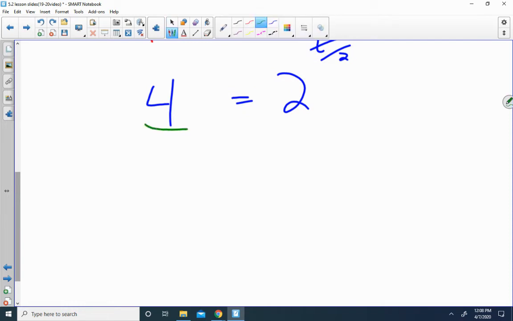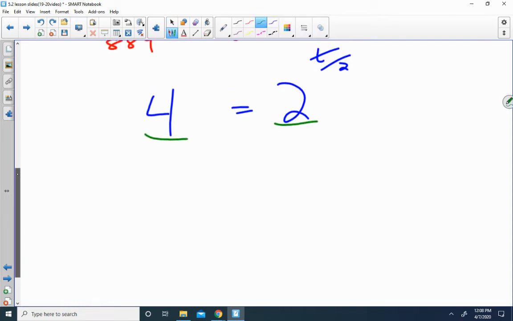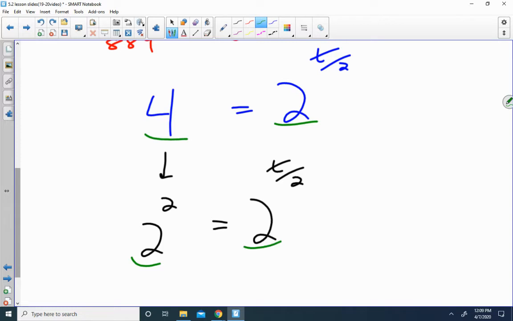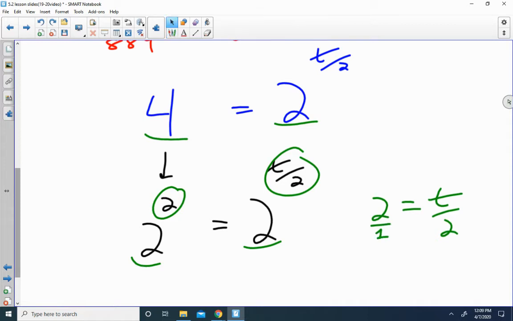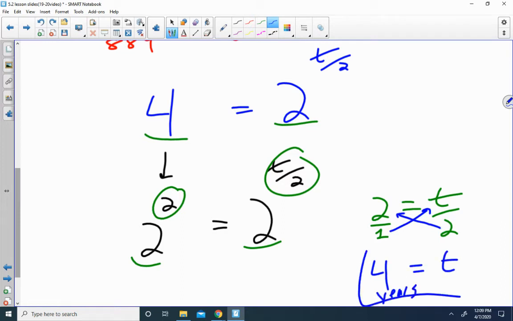Unfortunately, the bases are not the same. However, what if we rewrite 4 so that it does have a base of 2? For example, the 4 could be rewritten as 2 squared. Now that is a big help. If you rewrite the 4 as 2 squared, now the bases are the same, you can set the powers equal. So you'll have 2 equal to t divided by 2. Solve for t. Rewrite this as 2 over 1 and cross multiply. 2 times 2 will give you 4. 1 times t will give you t. So t is equal to 4 years.